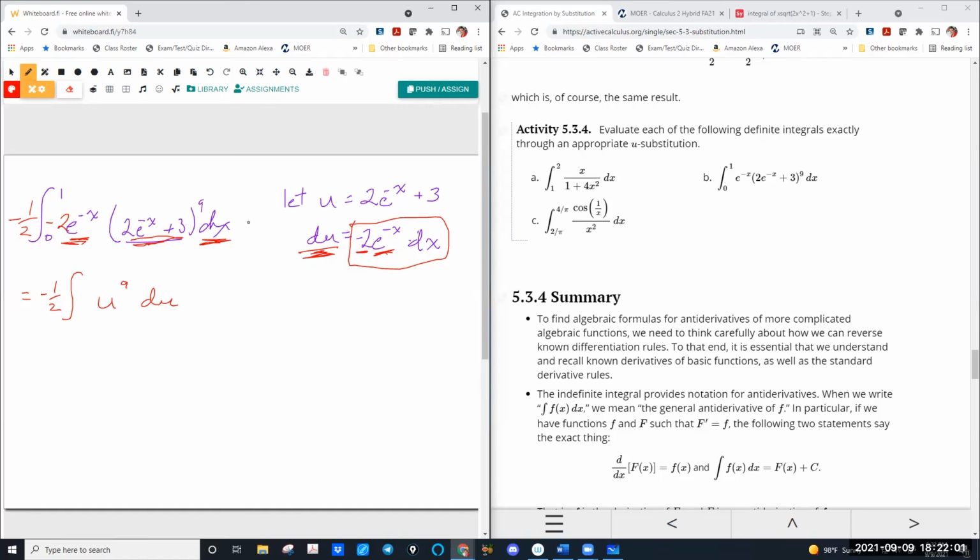Now, like I said, I like changing the limits, although they're not going to be very pretty on this one no matter what we do. Because if x equals 0, we have 2e to the negative 0 plus 3. E to the negative 0 is 1 times 2 is 2 plus 3 is 5. So that's our new lower limit. And then this one, not much we can do. When x is 1, that's our upper limit. It's not pretty, but it does save us having to sub back.